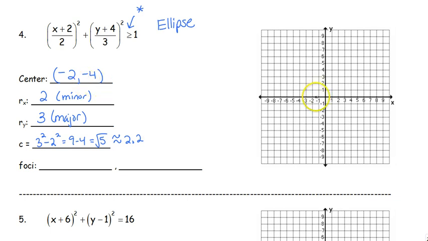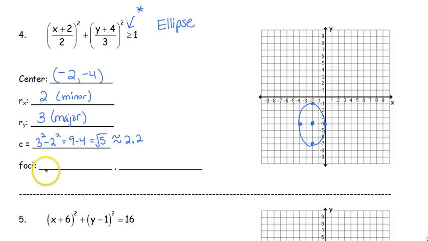We have a center at -2, -4, an r of x of 2, so we go right 2, we go left 2. Our r of y is 3, so up 3, down 3. Our inequality sign is greater than or equal to, which means we are going to have a solid line. Connecting our points, and remember this is a curved shape, kind of like a football.